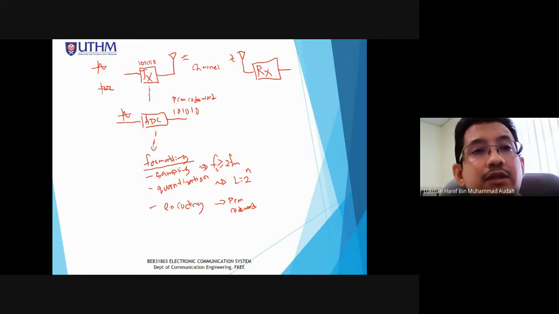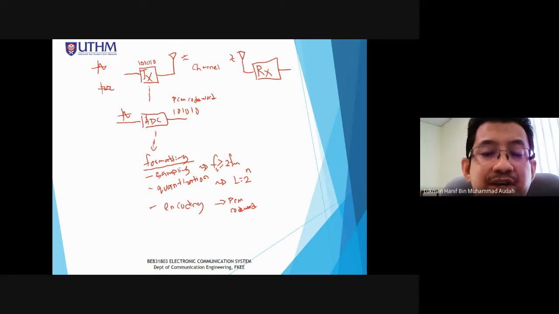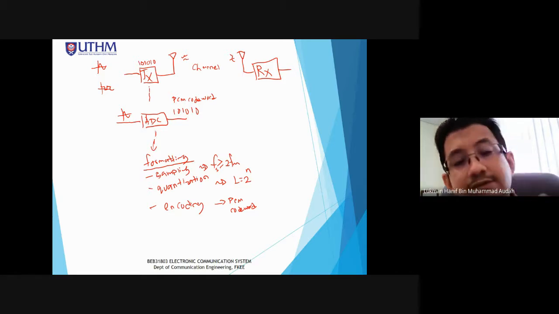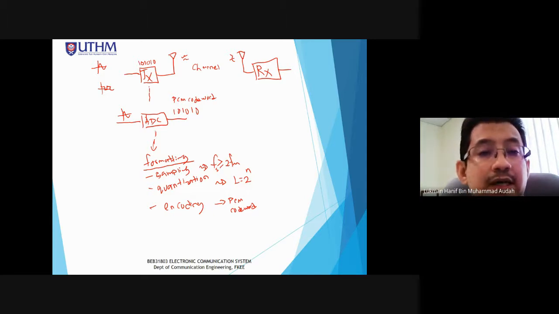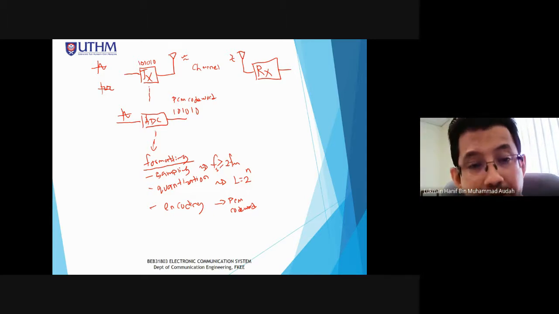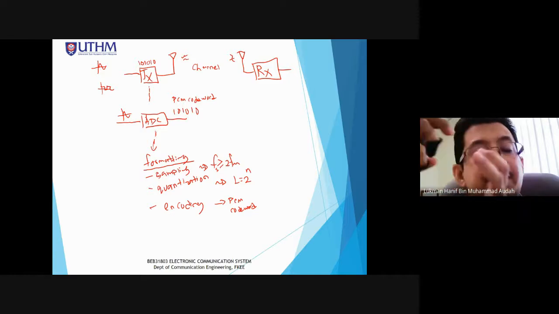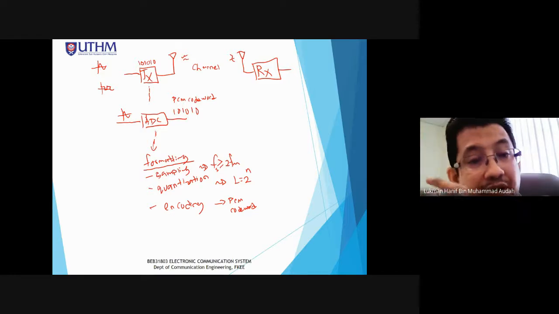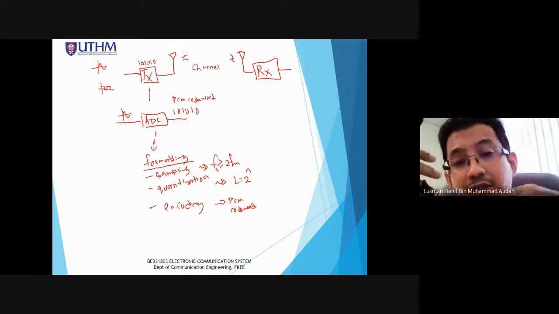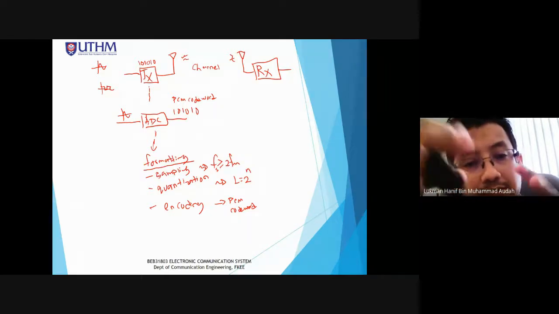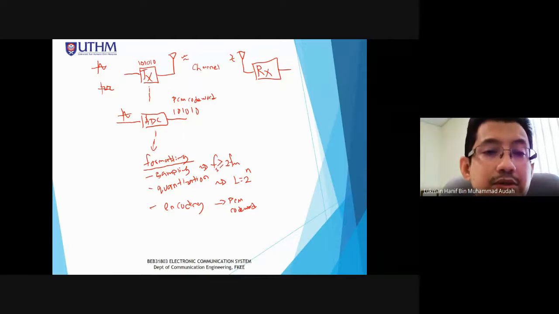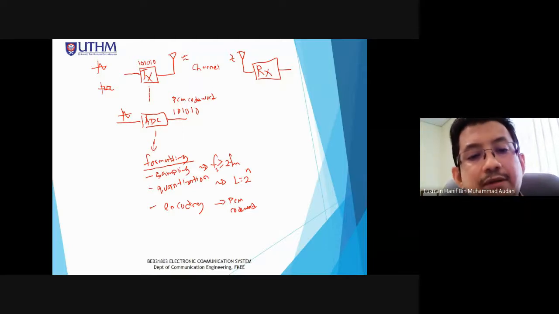Okay, so kita punya data ini adalah dalam bentuk baseband. Contoh voice. Okay, dia dalam frekuensi yang rendah. Tetapi bila kita nak hantar ke dalam medium udara, kita perlu convert it into the radio wave or microwave, supaya kita boleh hantar dalam bentuk gelombang elektromagnet.